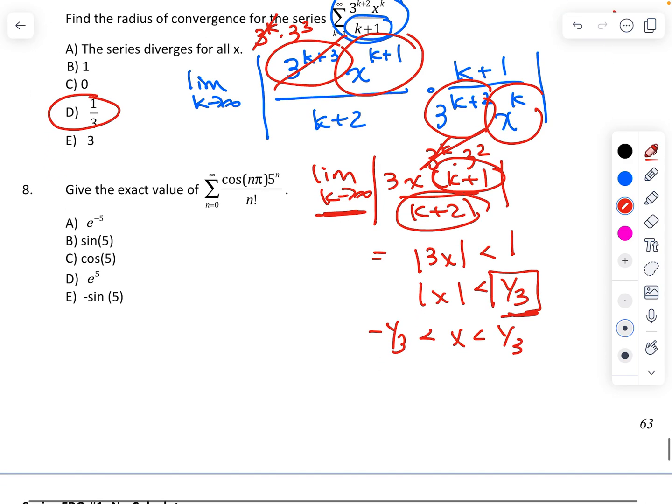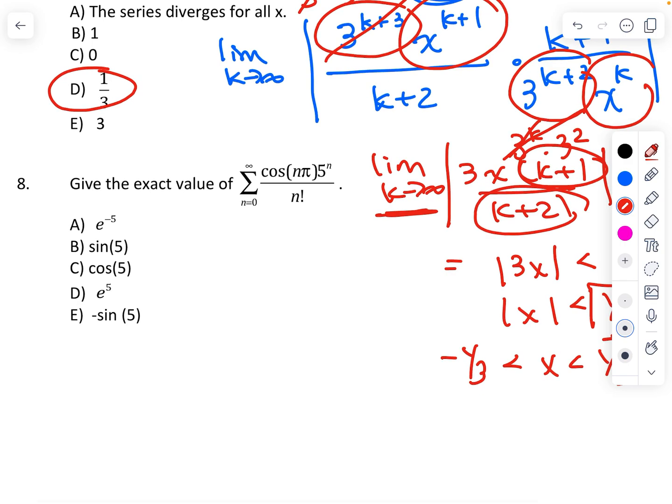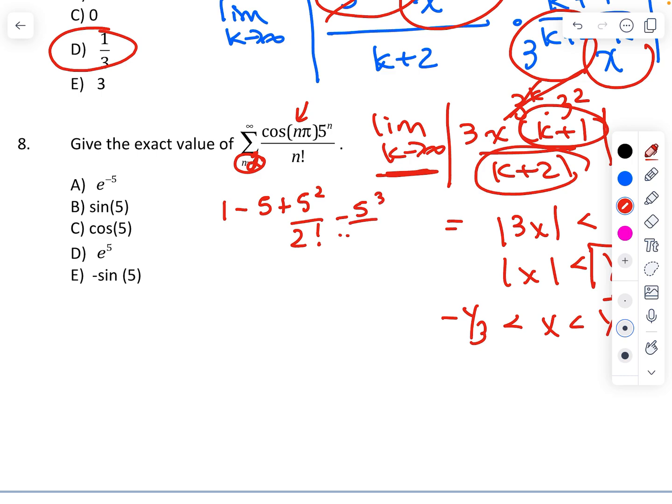Okay. This one here, I want the exact value of this function. What I would recommend is write out the first couple terms. I'm going to start at n equals 0. So if I do that, you get cosine of 0, which is 1, 5 to the 0, so I have 1 as my first term. Then go to n equals 1 here, and if you plug in pi, you'll get a negative. You get 5 to the first over 1 factorial. Then if I go to 2 for n, this will become a positive 1. You have 5 squared over 2 factorial, etc. And so the pattern continues. Hopefully you can see what the next number will be.